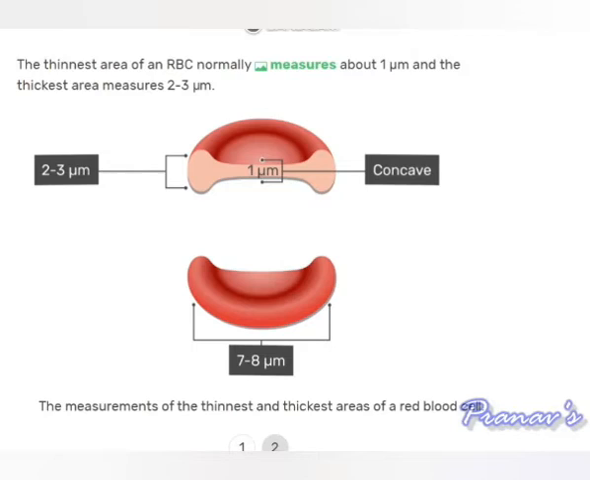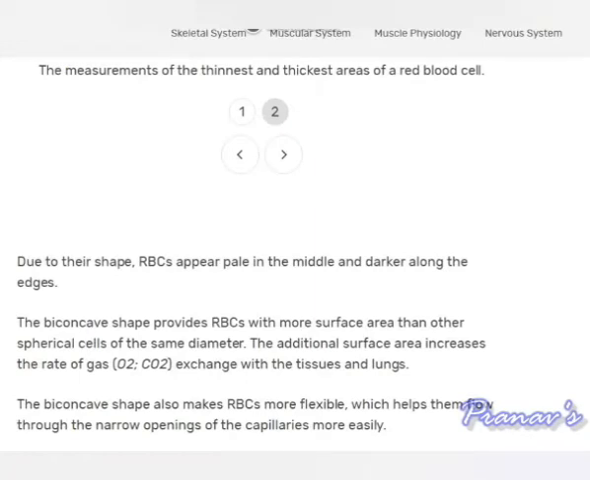Note the color of the RBC. In the middle they are pale and in the margins they are dark. Due to their shape, RBCs appear pale in the middle and darker along the edges. The biconcave shape provides RBCs with more surface area than other spherical cells of the same diameter. The additional surface area increases the rate of gas exchange with the tissues and lungs. The biconcave shape also makes RBCs more flexible, which helps them pass through the narrow openings of the capillaries more easily.